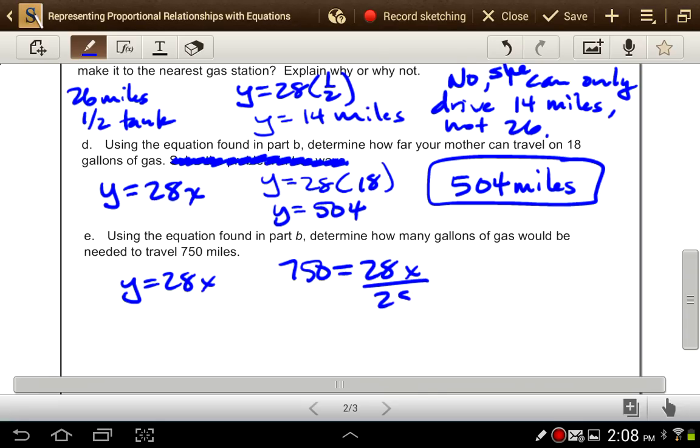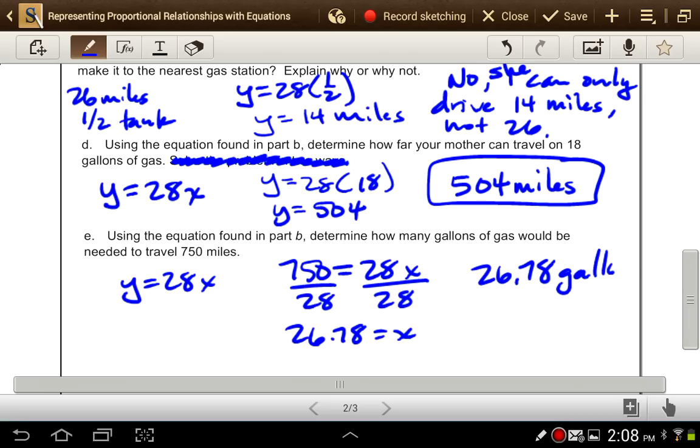Divide both sides by 28. And you get 750 divided by 28. That's going to come out to 26.78. So what does that mean? That means that I need 26.78 gallons of gas in order to drive 750 miles. Okay? That's pretty good if I can drive that far.